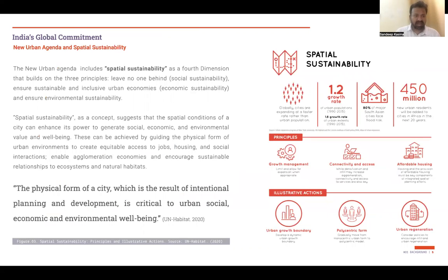The new urban agenda includes spatial sustainability as a fourth dimension that builds on three principles: leave no one behind, which is social sustainability; ensure sustainable and inclusive urban economies, which is economic sustainability; and ensure environmental sustainability. The achievement of India's growth goals, sustainable development, and mitigation of adverse urbanization related challenges will all depend upon strategic spatial planning. It is observed that master plans are crucial for managing urbanization. About half of our statutory towns presently are expanding without any master plan to guide the growth and infrastructural investments.